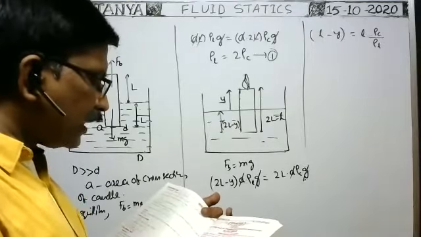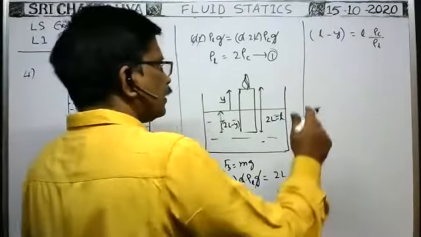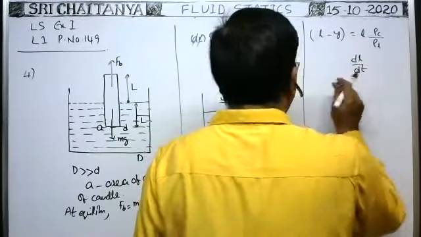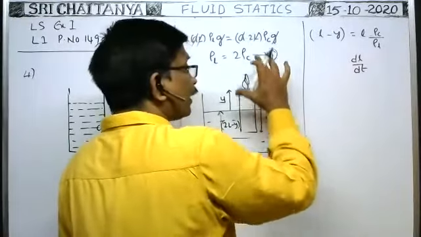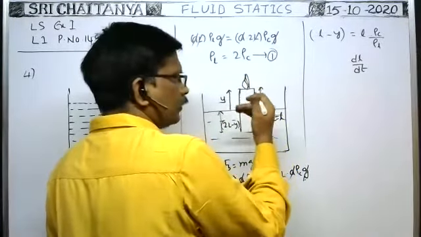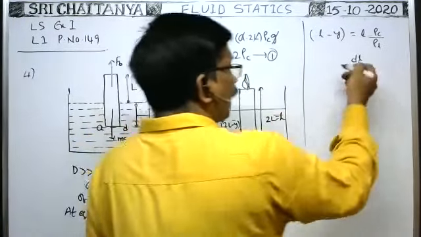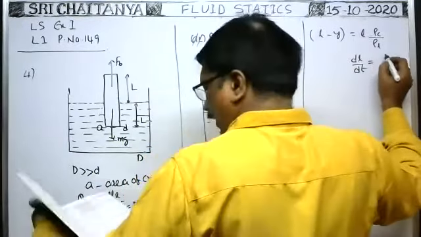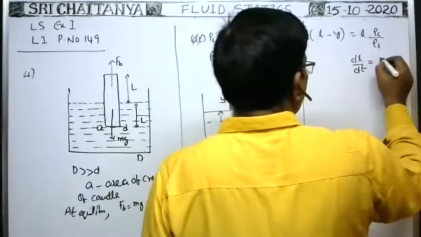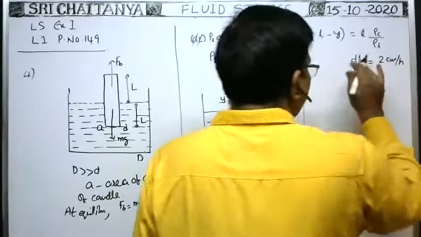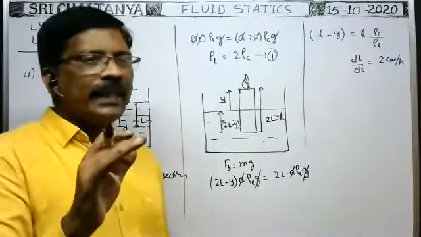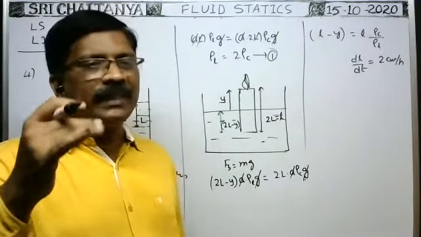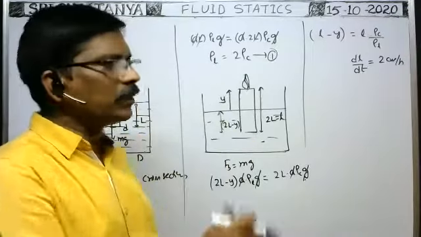if it is burning at the rate of 2 centimeter per hour, that means the rate of melting of the candle, dL by dt. Rate of melting of the candle means at what rate the length of the candle changes, burned or melted. That is equal to dL by dt, which is given as 2 centimeter per hour. The rate at which the candle is melting, that means at what rate the length of the candle decreases, is given as 2 centimeter per hour.